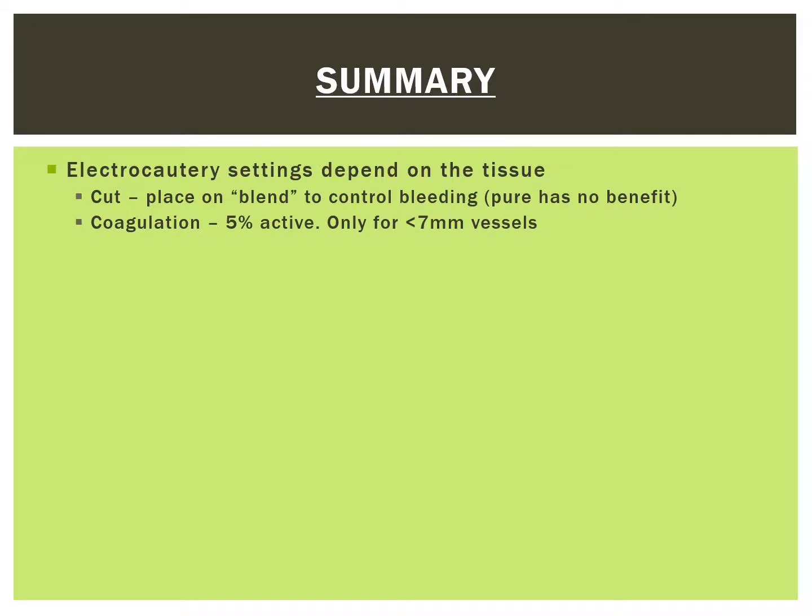In terms of electrocautery settings, this depends on the type of tissue that you are dealing with. For a cut, place it on blend to control bleeding. Remember that pure has no benefit, and generally all electrosurgery settings are placed on a blended cut setting. In terms of coagulation, remember that coagulation settings are only on approximately 5% of the time, and they can only be used for vessels which are less than 7 millimeters wide.